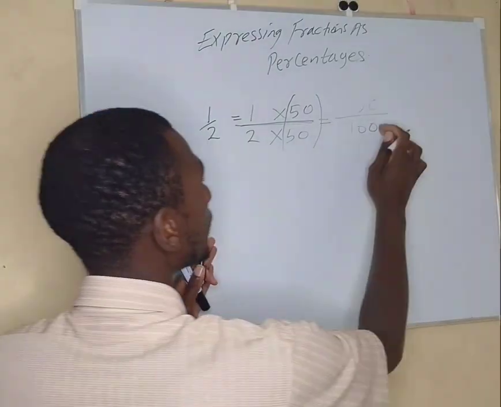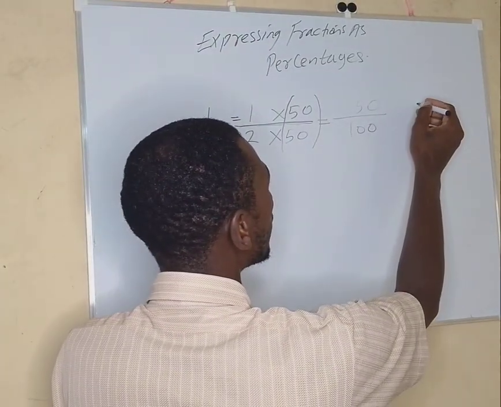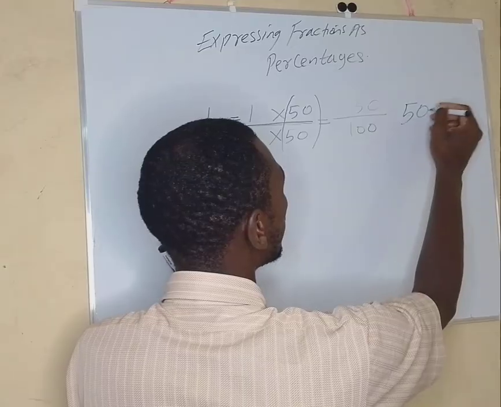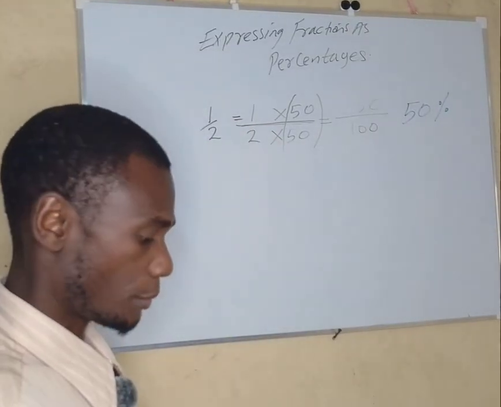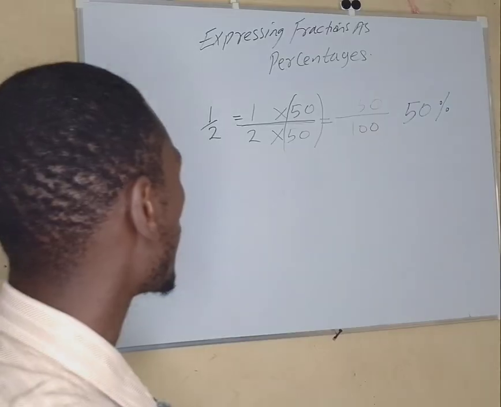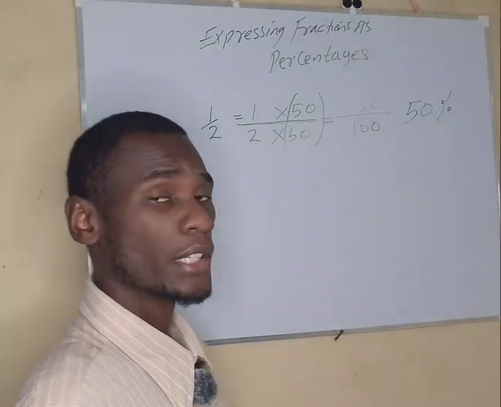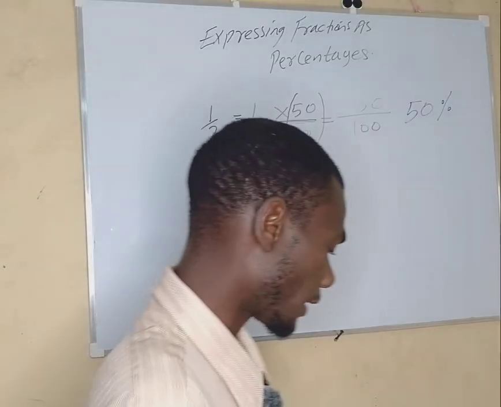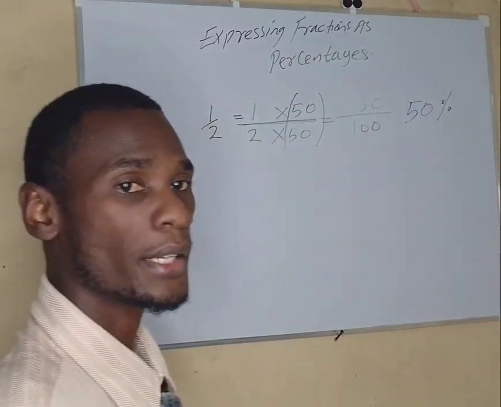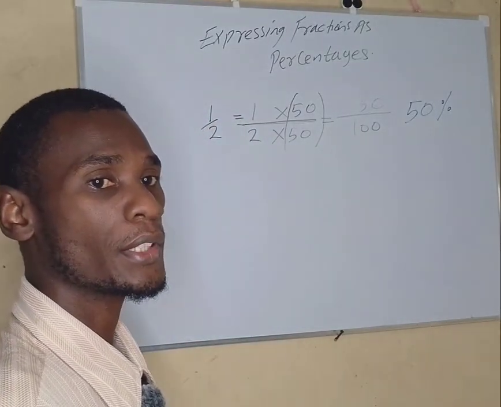Once you have 50 over 100, I've said anything over 100 is percentage. So you will have 50%. So a half changed into percentage is 50%, or a half expressed as a percentage is 50%.